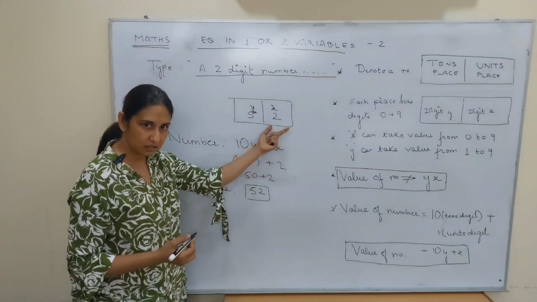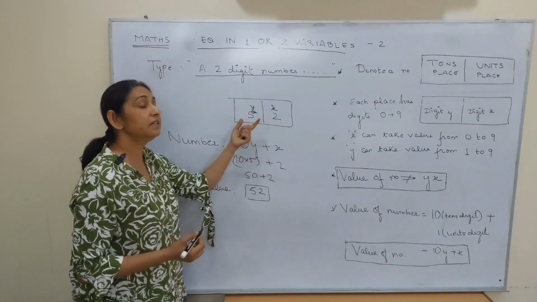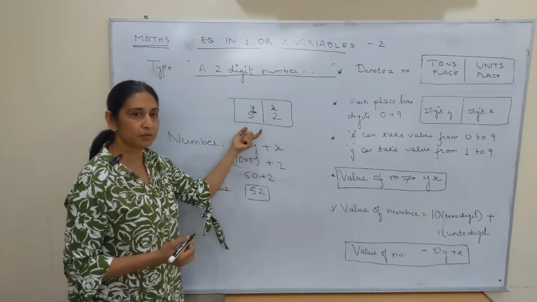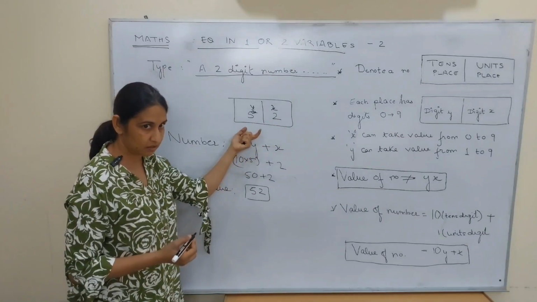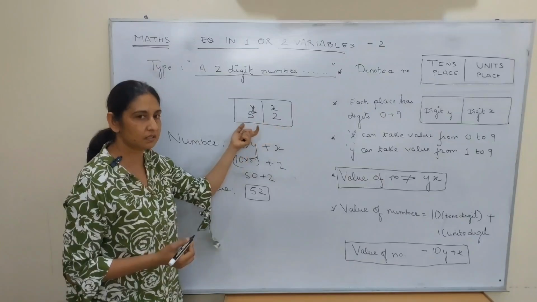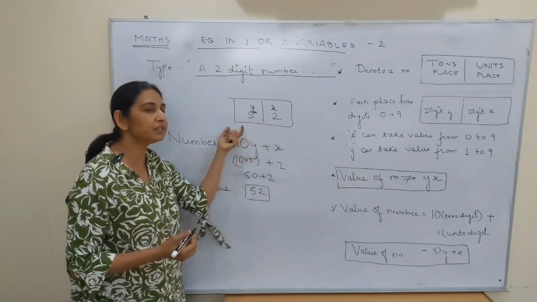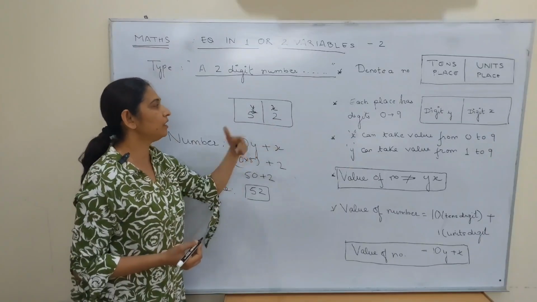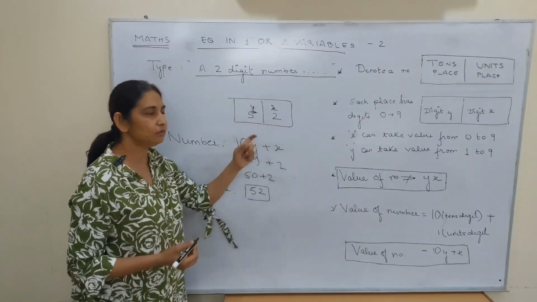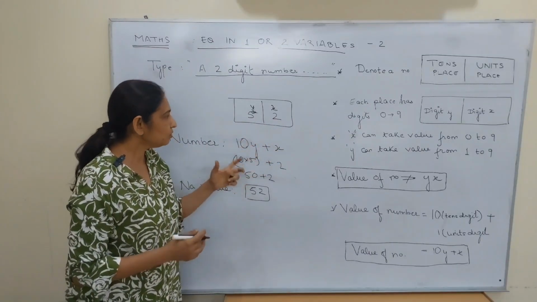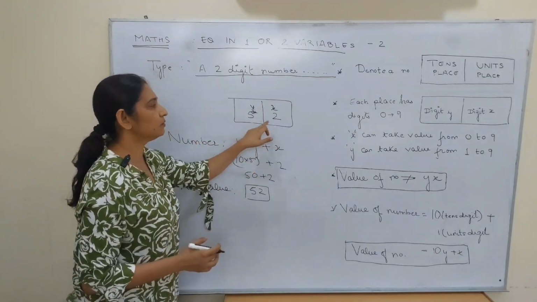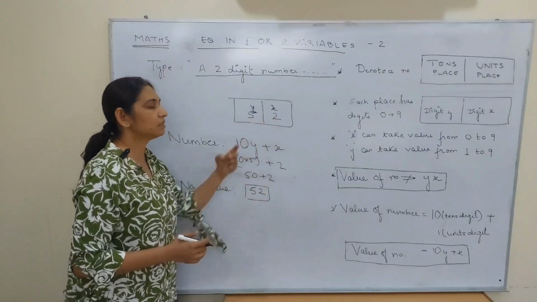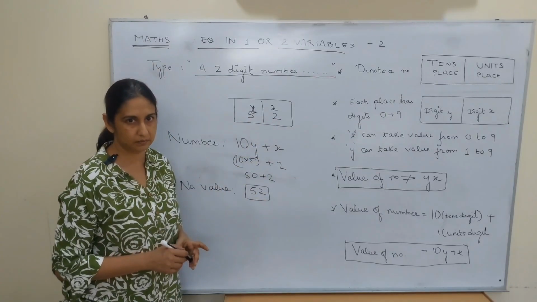Units digit is 2. Tens digit is 5. When you add up the digits, they add up to 7. If you find the difference of the digits, it's 5 minus 2, 3. If you find the product of digits, it's 5 into 2, 10. So there are a lot of terms. These are individual digits, and this is the value of the number when the digits are put like this.